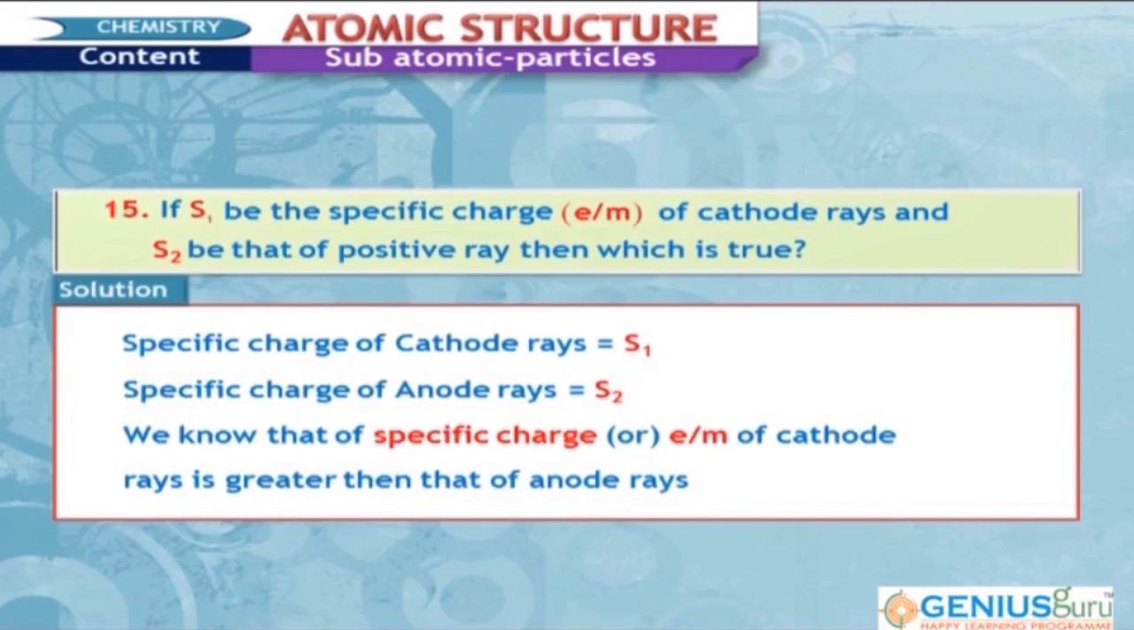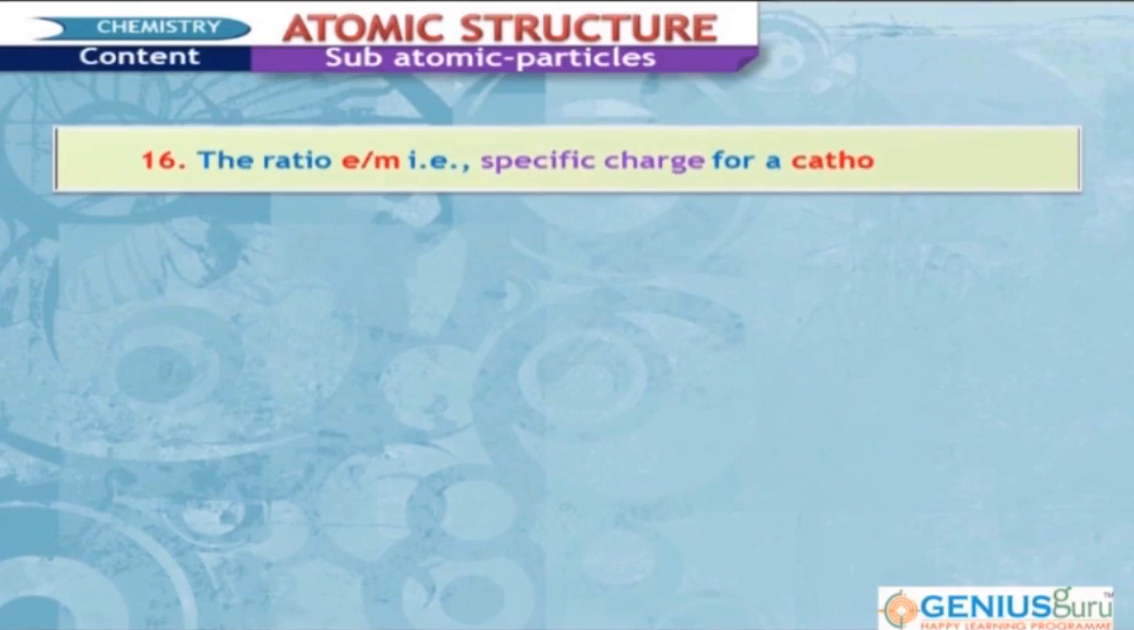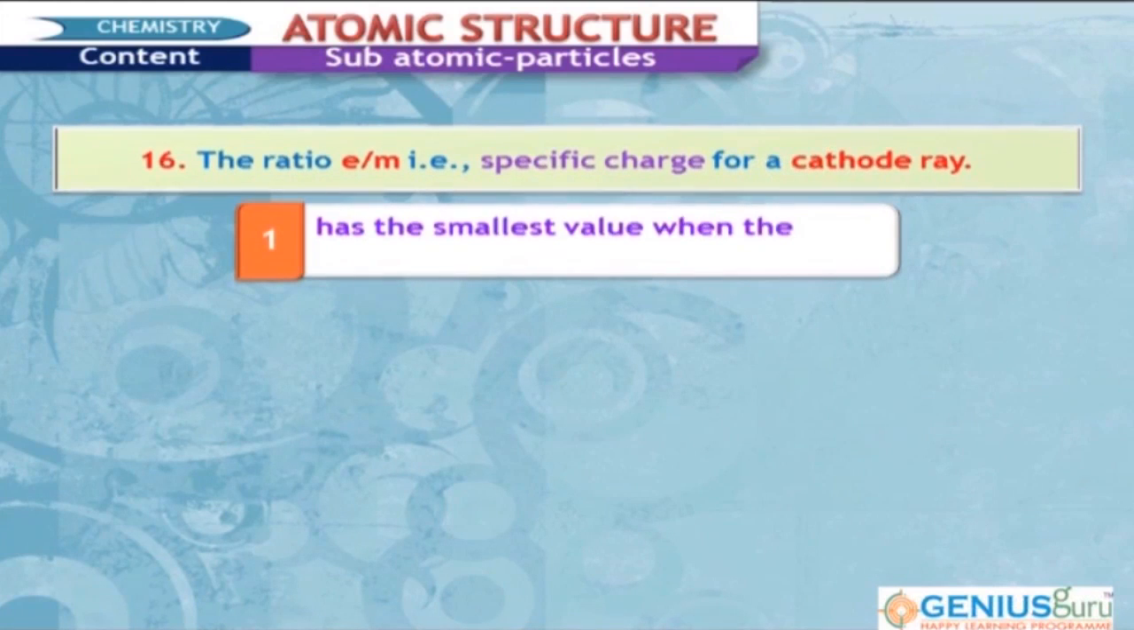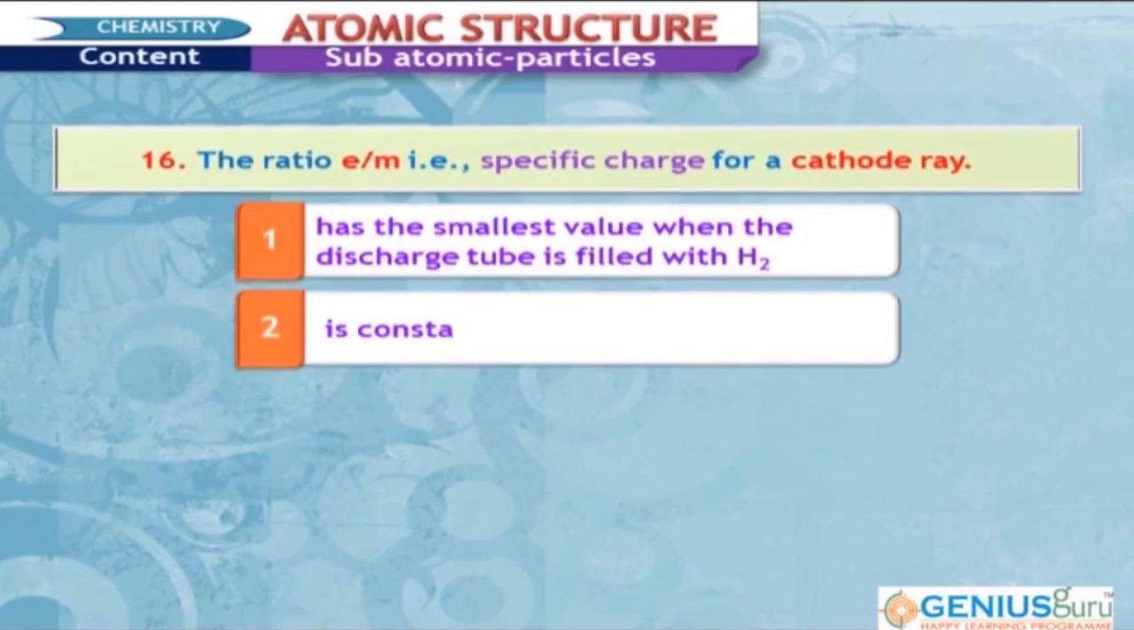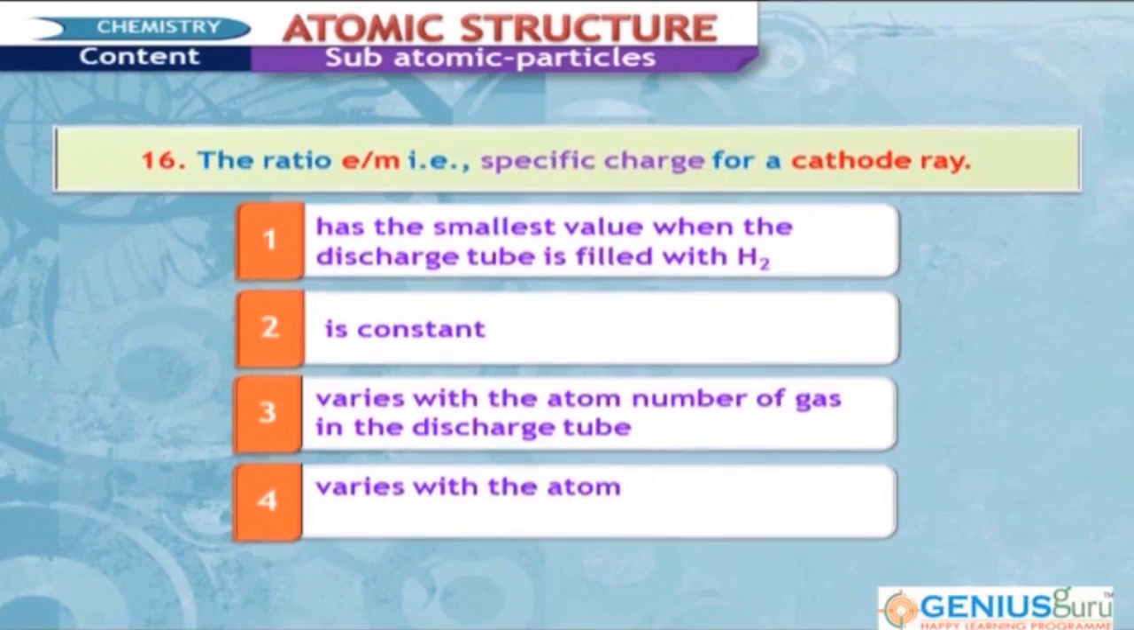While discussing the anode rays, we have mentioned this statement. Hence, S1 is greater than S2. Hence, the correct option is 2. The next question is, the ratio e/m, that is the specific charge, for a cathode ray. Here are the options. The first one is, the smallest value when the discharge tube is filled with hydrogen. Second one is, it is a constant. Third, varies with the atomic number of gas in the discharge tube. And the fourth one is, varies with the atomic number of an element forming the cathode.